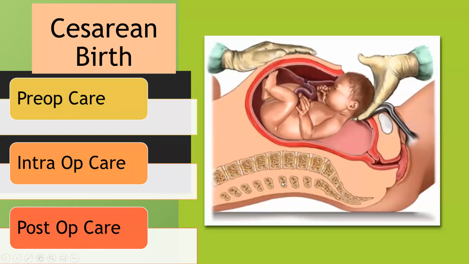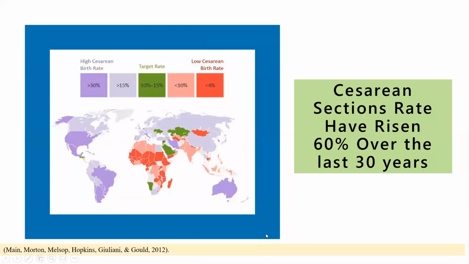And then we have cesarean birth. And when we're thinking about cesarean birth, we're moving from normal labor and delivery and the expectations to a surgical patient. And so we have to think about pre-op care, intra-op care, and post-op care.